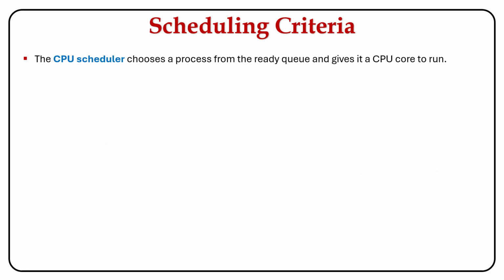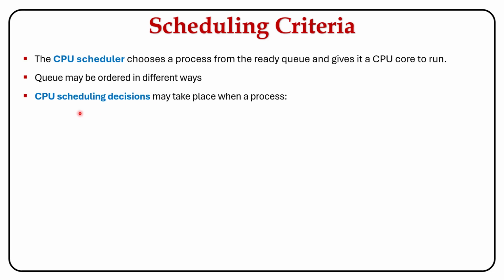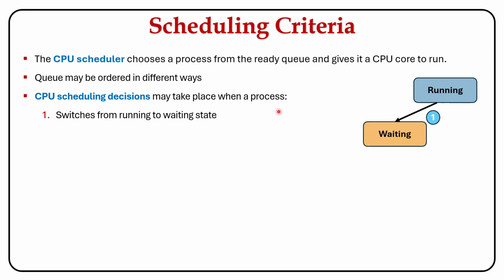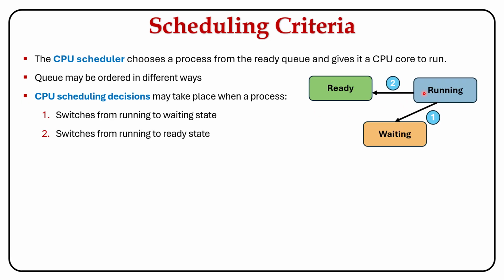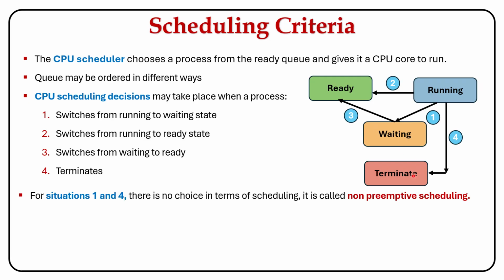The CPU scheduler chooses a process from the ready queue and gives it a CPU core to run. Queue may be ordered in different ways. The CPU scheduling decisions may take place when a process switches from running to wait state, switches from running to ready state, switches from waiting to ready state, and when it gets terminated.